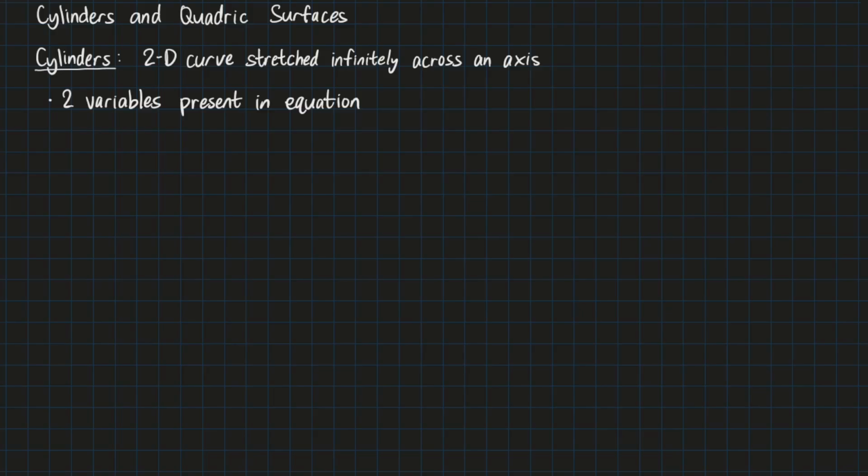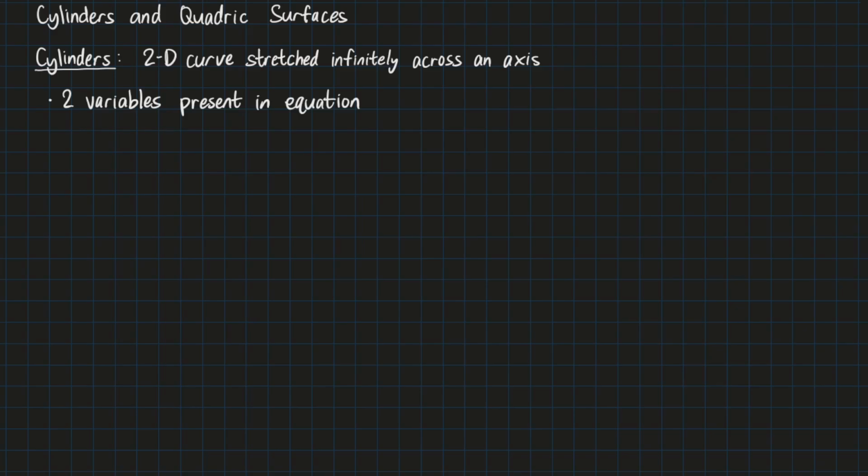In this video, we're going to talk more about plotting surfaces in 3D space. In particular, we are plotting cylinders and quadric surfaces. So we'll start off with cylinders, which is the simpler of both of them. A cylinder is a 2D curve which is stretched infinitely across an axis.